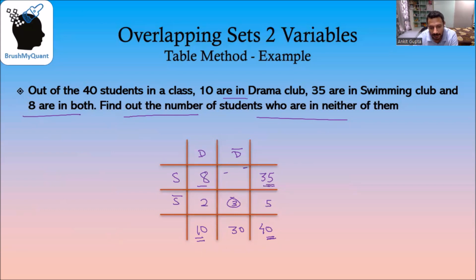Similarly, we can get it by finding the value of this particular cell. This is 8, this is 35, so this becomes 27. This is 27, this is 30, so this becomes 3. There's also one more property. The sum of all four inside cells will always be equal to the total value. That means 8 plus 27 plus 2 plus 3. So this becomes 35 plus 5, which is 40.